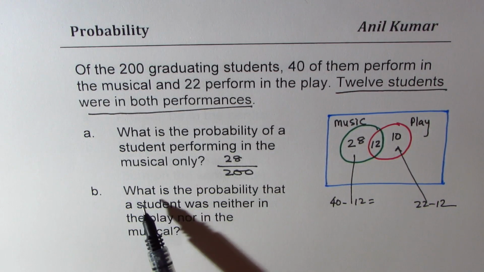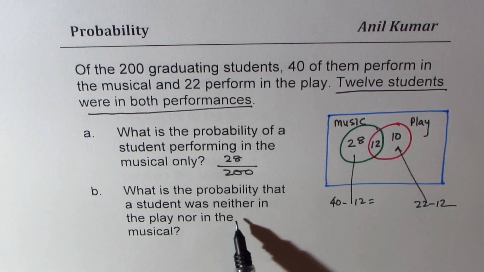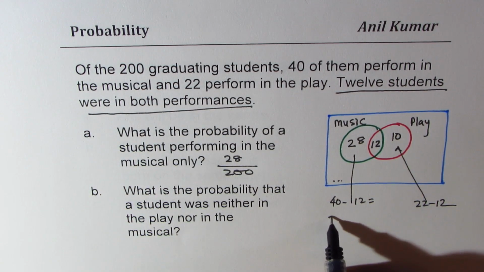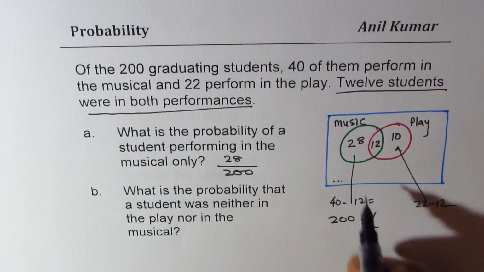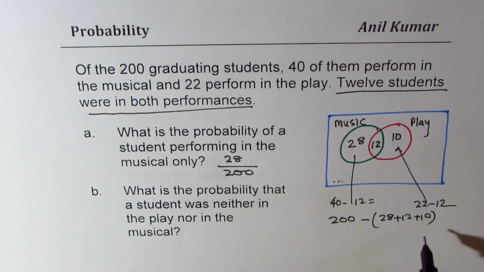Second one is, what is the probability that the student was neither in the play nor the musical? So clearly, out of 200, something here, right? So it is 200, take away, add all this: 28 plus 12 plus 10. Is it okay?